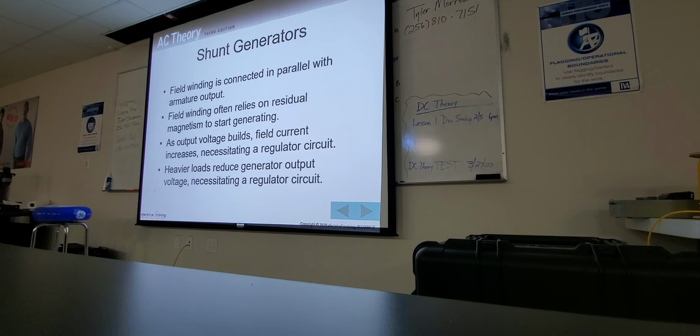In shunt generators, the field winding is connected in parallel with the armature output. The field winding often relies on residual magnetism to start generating. As the output voltage builds, field current increases. Heavier loads reduce generator output voltage, necessitating a regulator circuit.